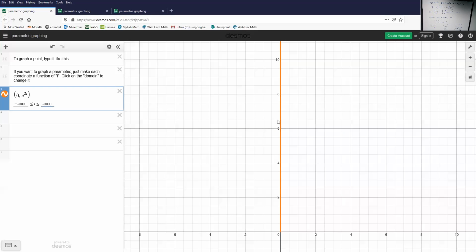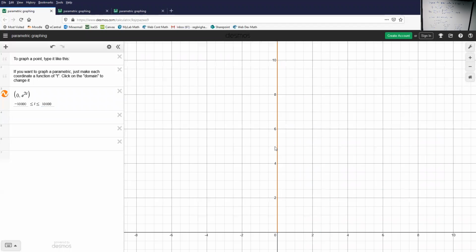One thing this Desmos app won't do is show you direction. So we kind of have to look at that ourselves. Notice that as t increases, y increases. So the arrows here, I don't think I can draw arrows on this. Maybe. I don't normally use this app. Anyway, the arrows here are going to point toward infinity on the positive y-axis.